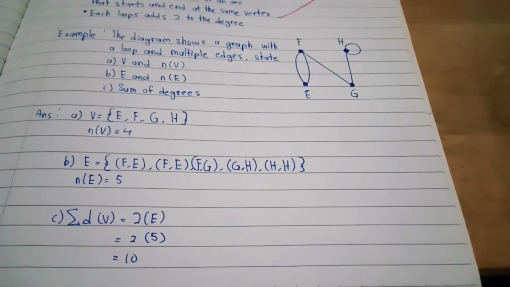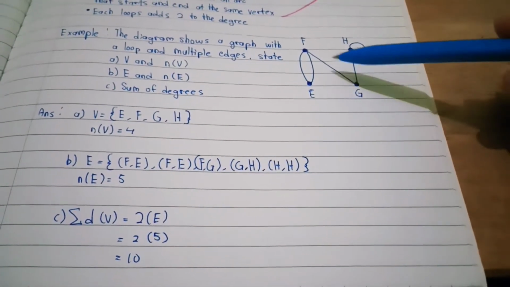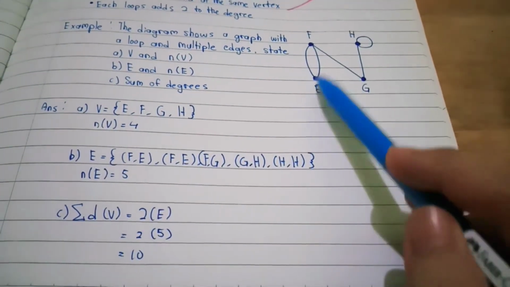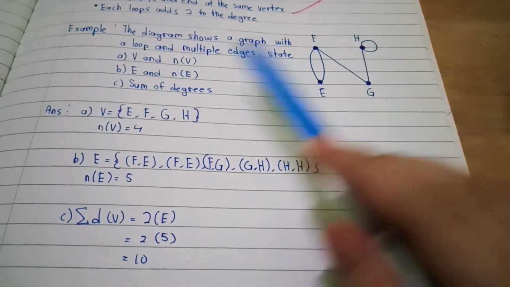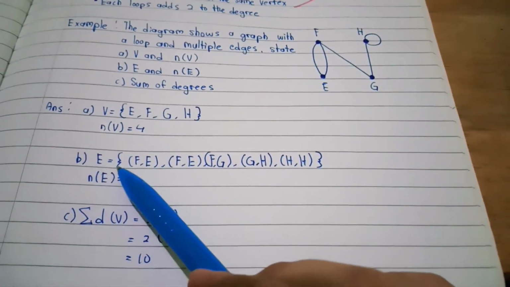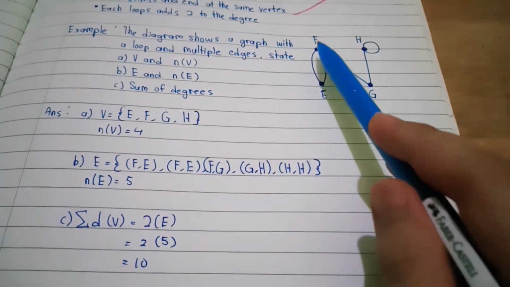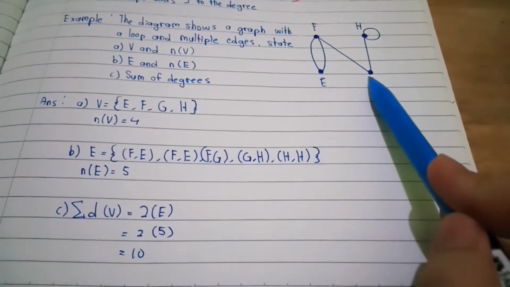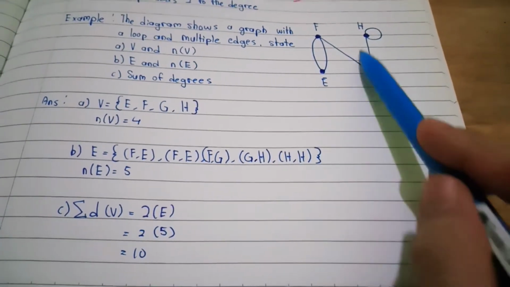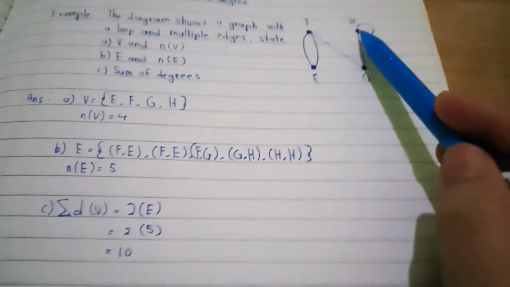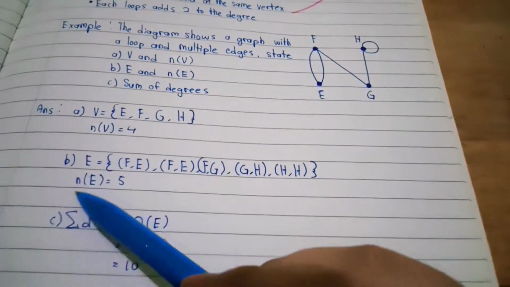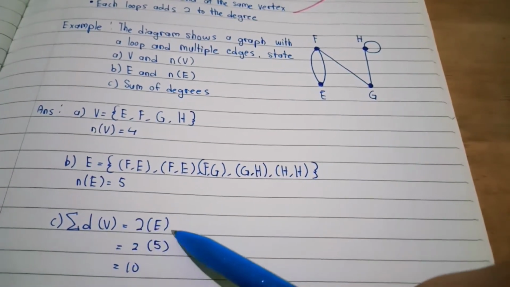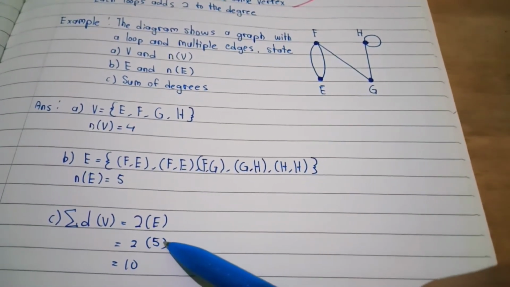Okay, based on this diagram, determine the V vertex. So the vertices are E, F, G, and H. The number of vertices is 4. So the edges are FE, FE, which is multiple edges, FG, GH, GH, and loops, HH. Here is the loop. And the number of edges is 5. So the sum of degree is equal to edges multiplied by 2. So you get 2 times 5 equal to 10.